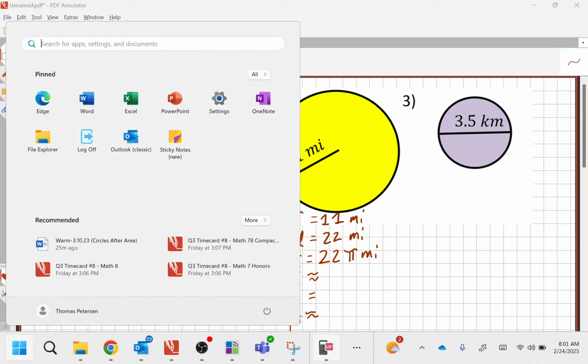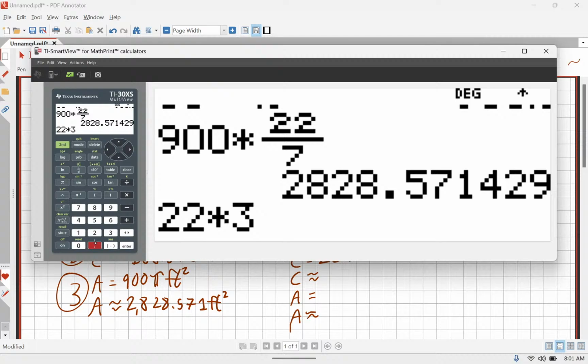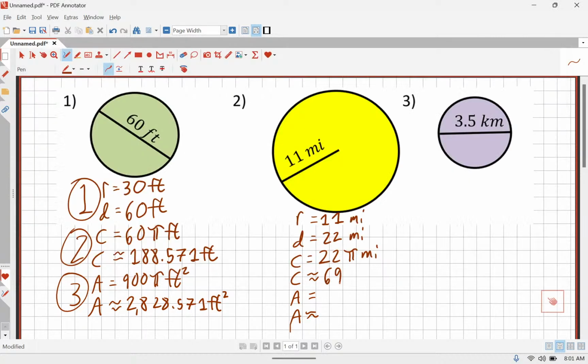3.14. So if we do 22 times 3.14, 69.08, about 69.08 miles. The nice thing about the 3.14 is you don't usually have to round anything. It makes it very easy to not have to round anything. So if you hate rounding, that's really the best one for you. And then how would you find the area of that, Georgie?